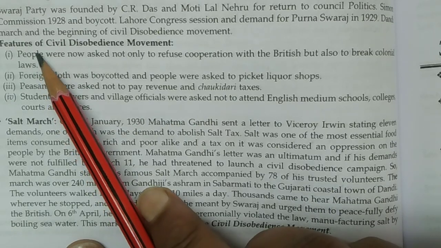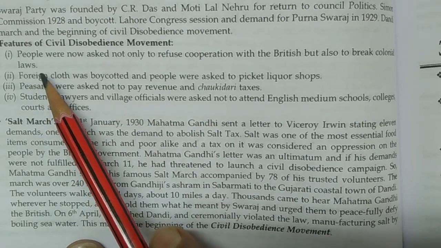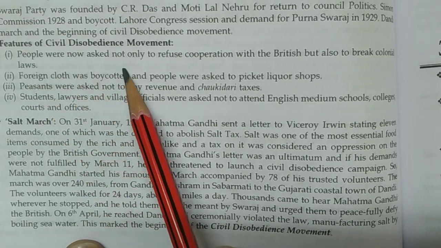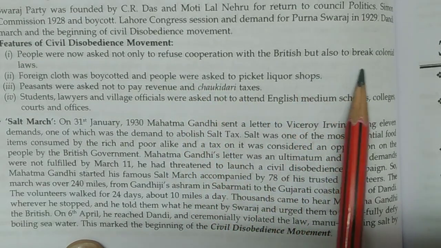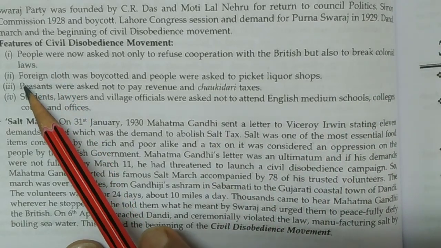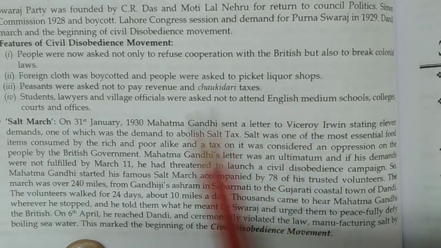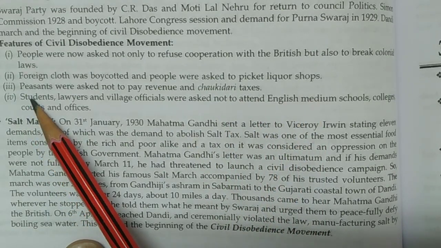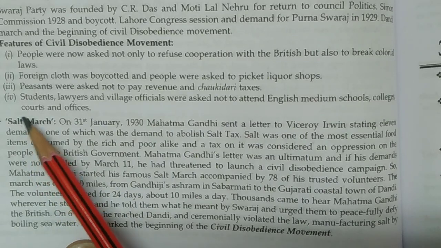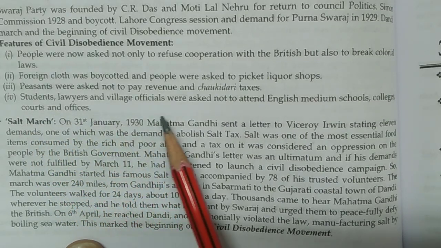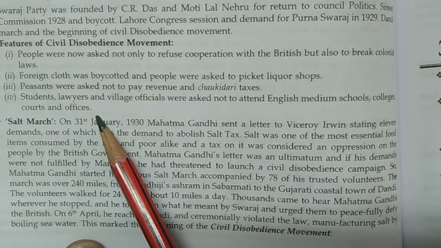Next is features of civil disobedience movement. Number 1: People were now asked not only to refuse cooperation with the British but also to break colonial laws. Second, foreign cloth was boycotted and people were asked to picket liquor shops. Third, peasants were asked not to pay revenue and chowkidari taxes. Fourth, students, lawyers, and village officials were asked not to attend English medium schools, colleges, courts, and offices.